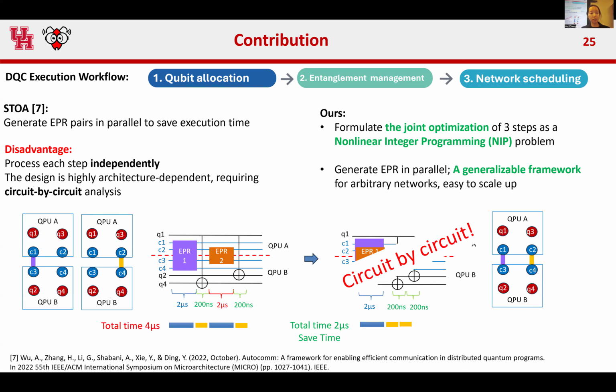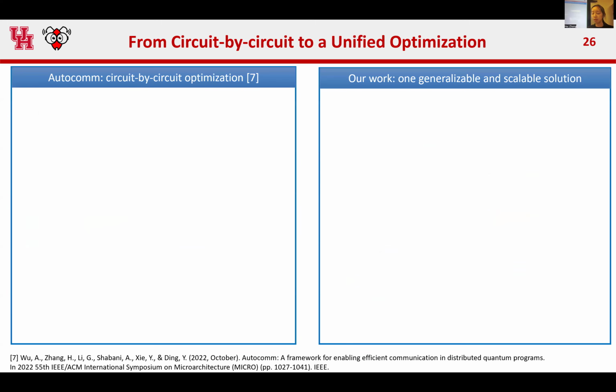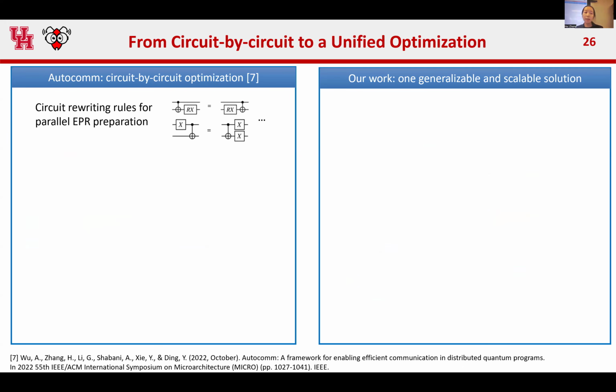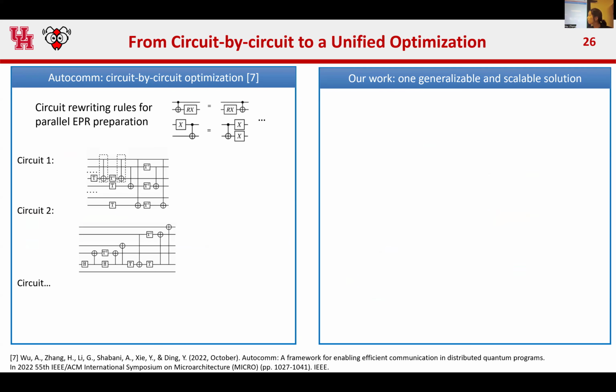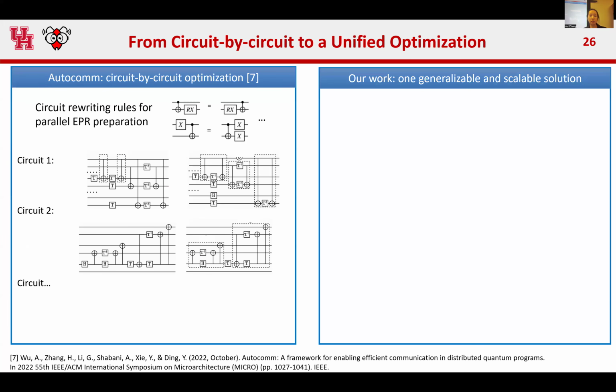We give some more details to compare our work with reference 7. Reference 7 gives many circuit rewriting rules for parallel EPR preparation. What that means is, for different circuits, they give you different circuit rewriting rules to transform the circuit, and then these circuits can do the parallel EPR preparation. It is rule-based and circuit-by-circuit optimization, so it has a very big disadvantage: limited generalizability and scalability.